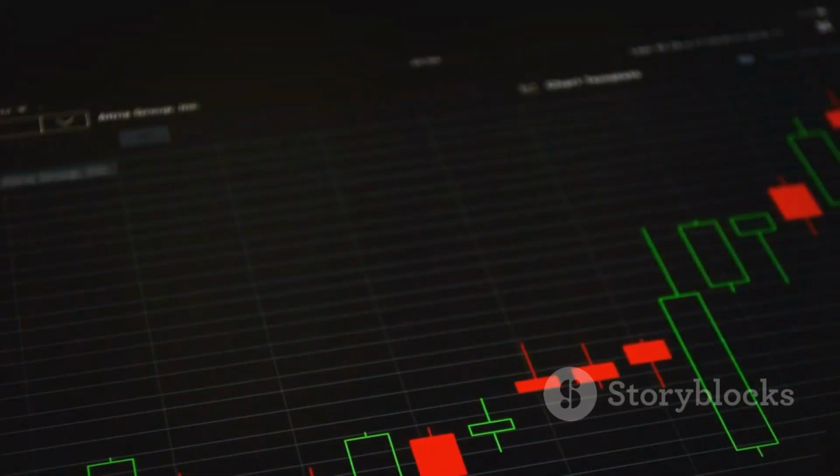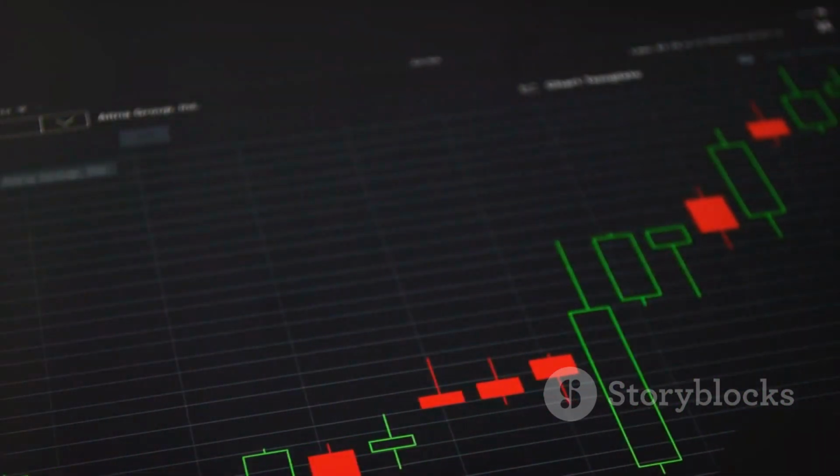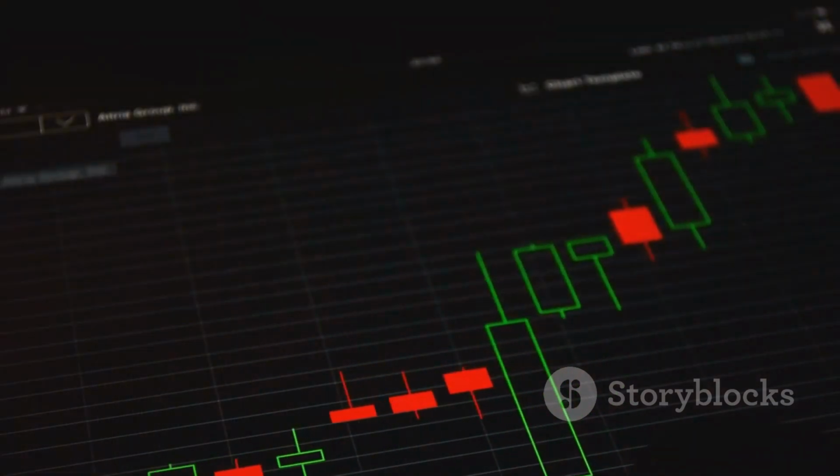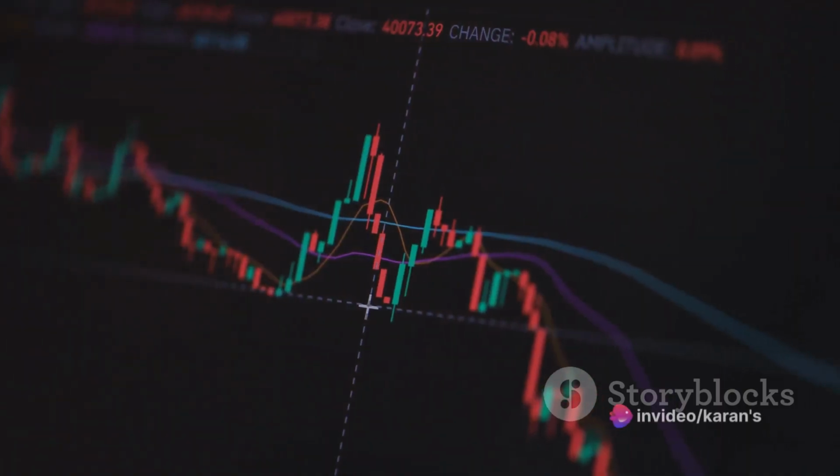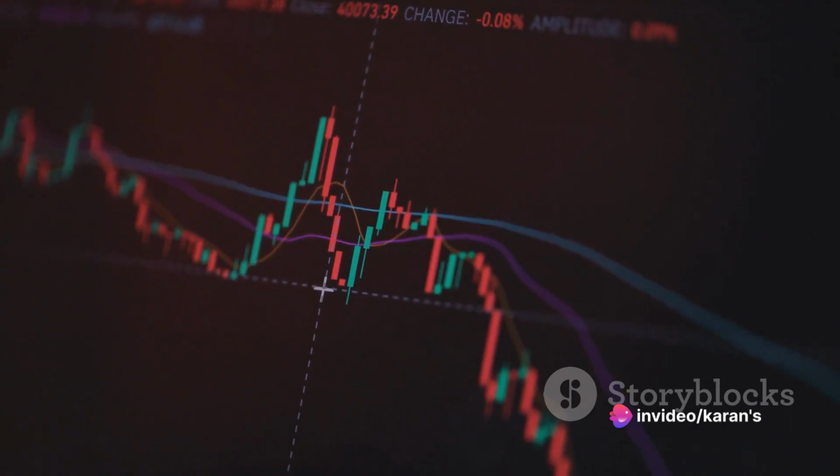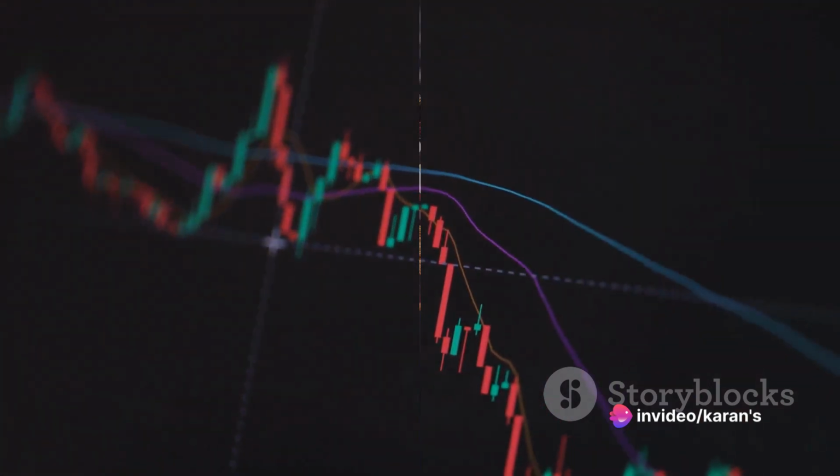To be a successful trader, one must also understand the concept of market orders and limit orders. A market order is a request to buy or sell an asset at the best available price in the current market. A limit order, however, is a request to buy or sell an asset at a specific price or better.